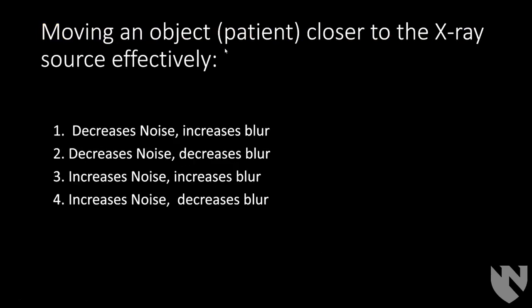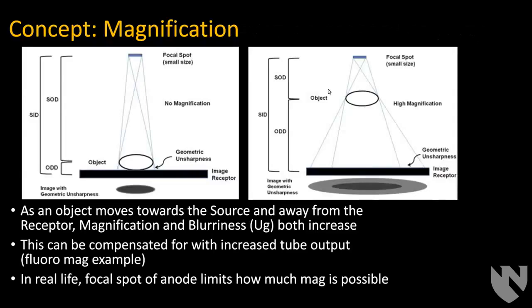Okay, so if you move a patient closer to the X-ray source, what will that do? We know that it will increase your blur, and it will also decrease your noise by decreasing scatter, which we'll describe in a little bit. Okay, so magnification. If you take an object and move it closer to the focal spot, you'll get more magnification, kind of like these drawings show, but you'll also get more geometric unsharpness. You'll see this sometimes with fluoroscopy. This isn't used a whole lot, except it is used in mammography.